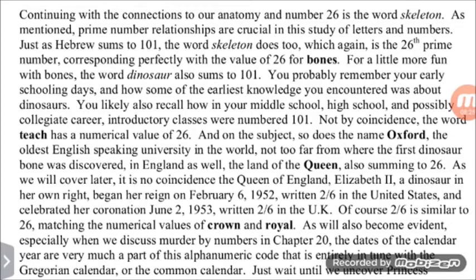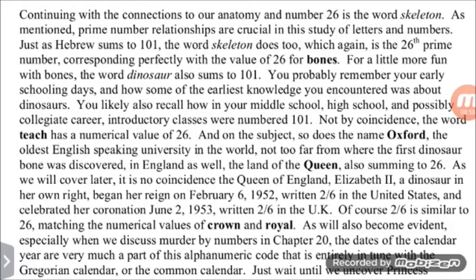As we will cover later, it is no coincidence the Queen of England, Elizabeth II, a dinosaur in her own right, began her reign on February 6, 1952, written 2-6 in the United States, and celebrated her coronation June 2nd, 1953, written 2-6 in the UK.